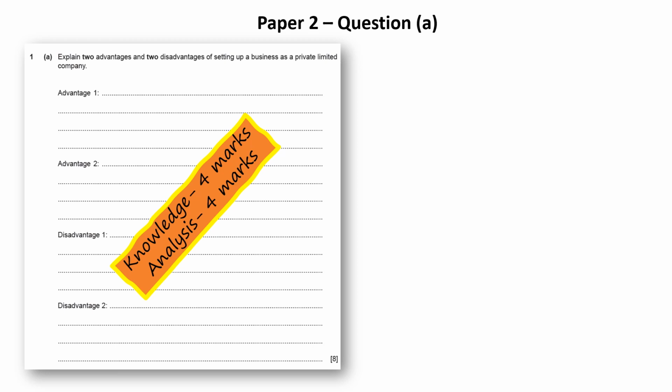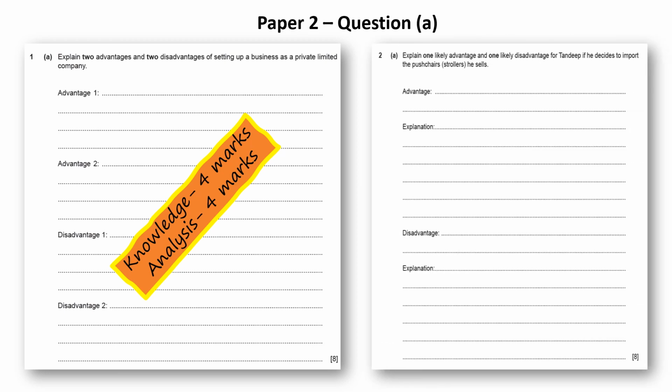Okay? This type of question is a general question, which means that there is no application marks. There is no application, you do not have to use the case study. You work directly. Okay? What are the skills being assessed? Only knowledge and analysis. That is 4 marks for knowledge and 4 marks for analysis.